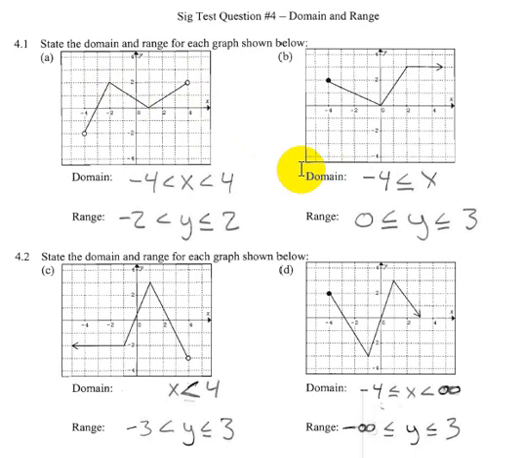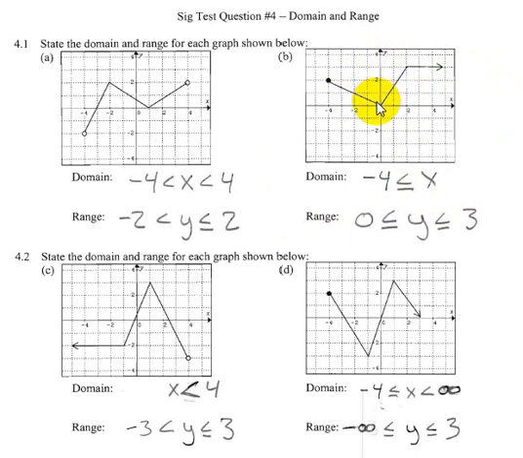Domain is my possible x values. So my smallest x value comes all the way to here, and that's -4. It can equal it. Filled in dot means equal to -4. My largest x value goes on, the arrow says goes on to infinity. So you could have x is less than infinity right here if you want, or this is the shortcut way of writing that.